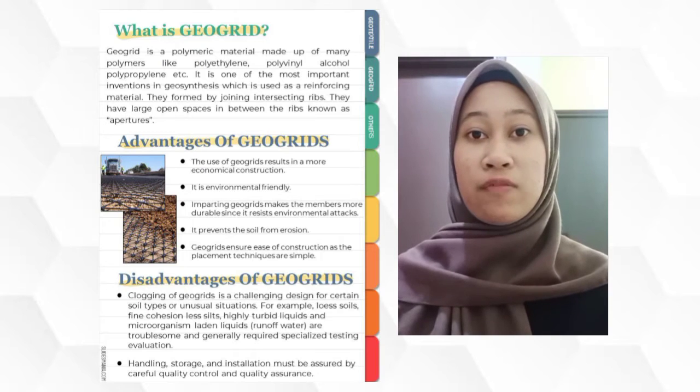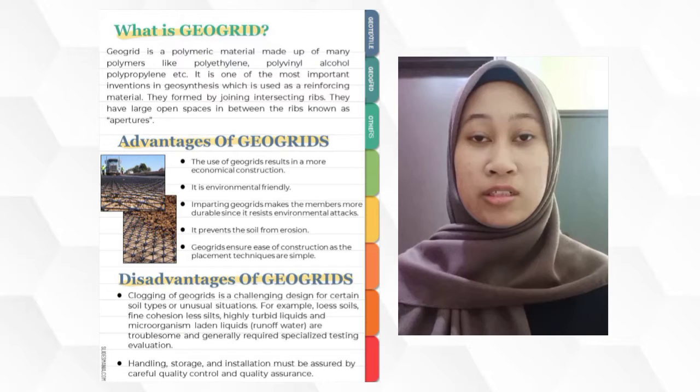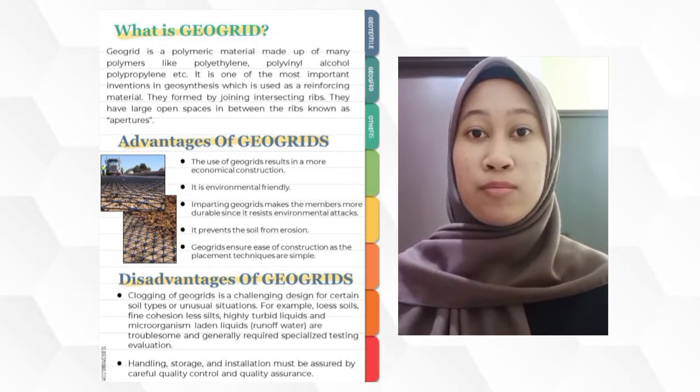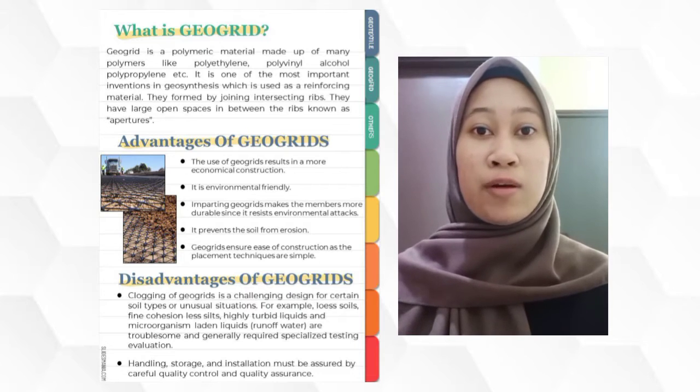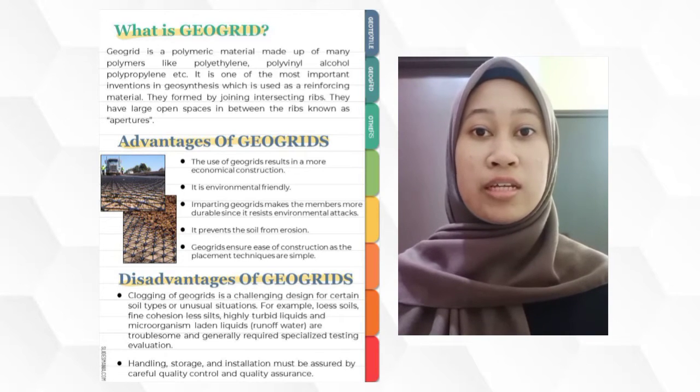There are 5 advantages of geogrids. The use of geogrids results in a more economical construction. It is environmentally friendly. Installing geogrids makes the members more durable since it resists environmental attacks. It prevents the soil from erosion. And lastly, geogrids ensure ease of construction as the placement techniques are simple.